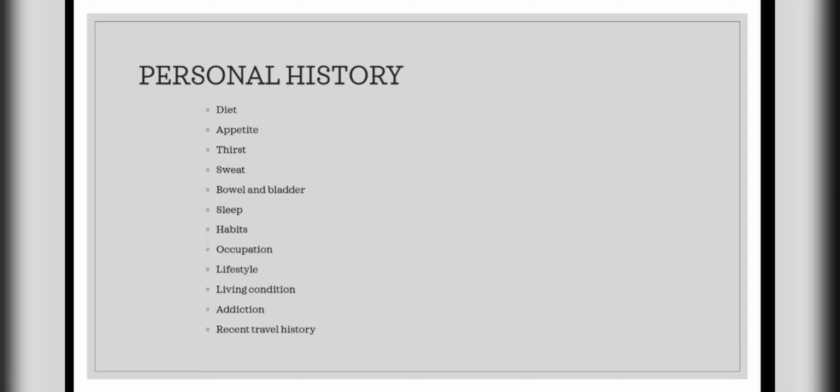Next one is addiction. What kind of addiction they have, whether they are addicted to drugs, alcohol, cigarettes, tablets. Some people may also get addicted to enema too, okay. Next one is recent travel history. This is to assess the climatic changes, because people travel abroad these days. There may be climatic change from India to some other places, so you have to mention that too, okay.